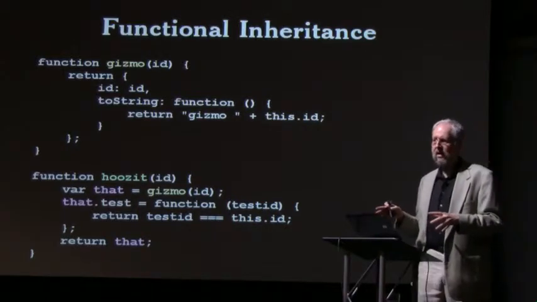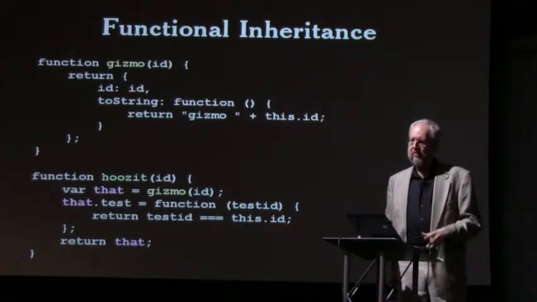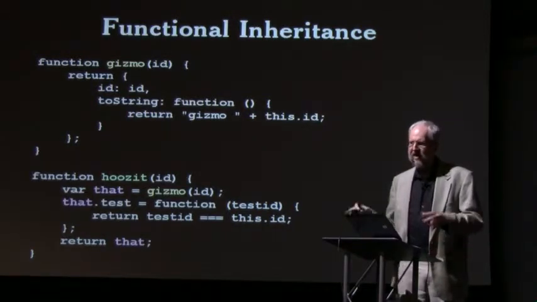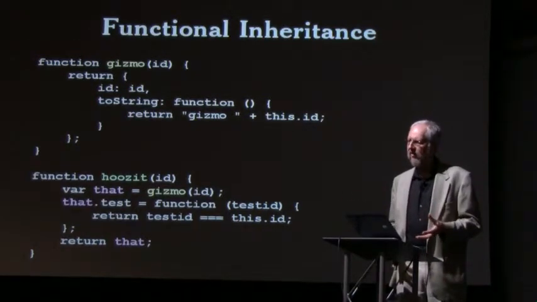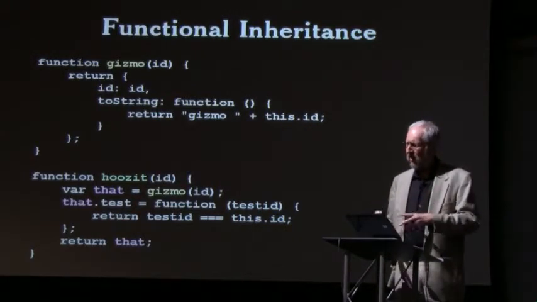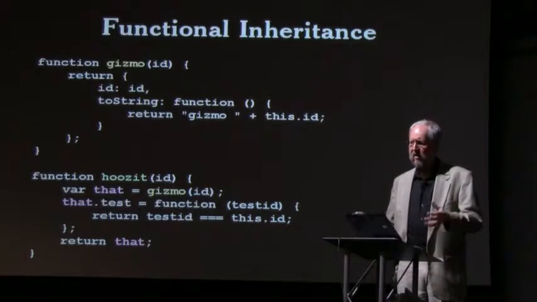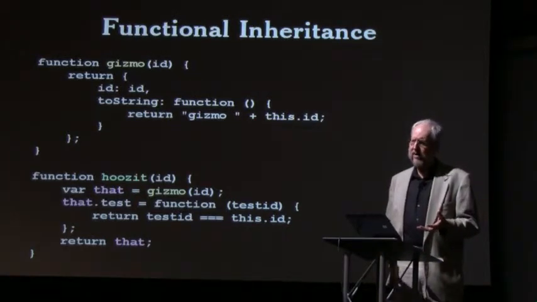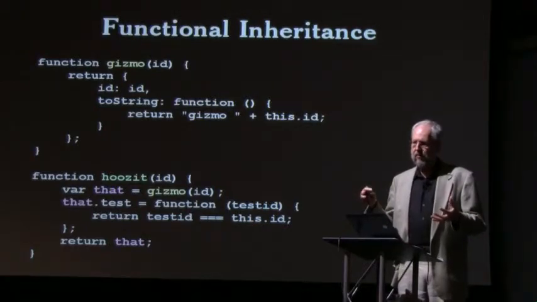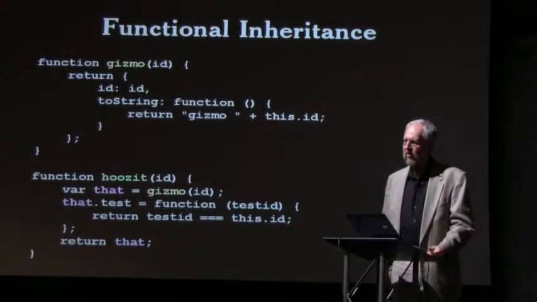One is that we've got privacy, where right now the way it's written, the ID is a global property of the object. So anybody could go in and get the ID directly or modify it. Maybe I don't want them to be able to do that. Maybe the integrity of my object depends on nobody being able to mess with the ID. So writing this in the functional style, we can do that. And not only can we do that, the code gets simpler.